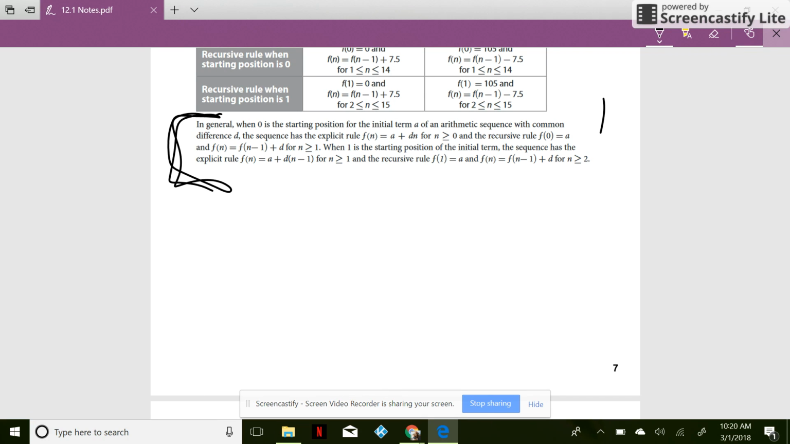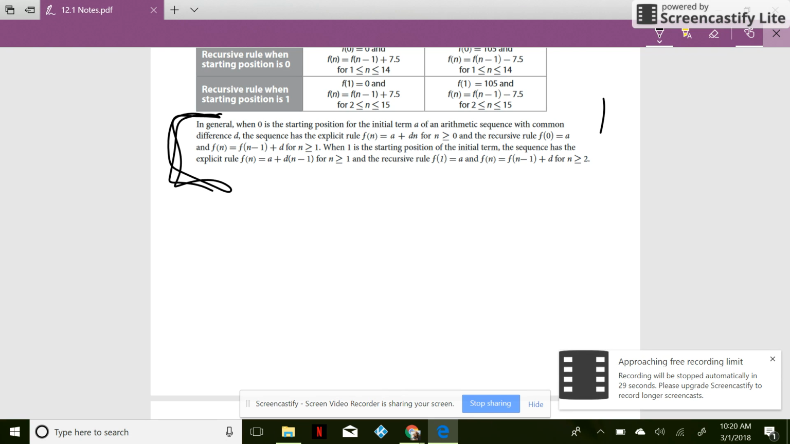The sequence has the explicit rule f of n is equal to A plus D times n minus 1 for n greater than or equal to 1. And the recursive rule f of 1 equals A, and f of n is equal to f of n minus 1 plus D for n greater than or equal to 2. So we'll see how these work here in the next video.